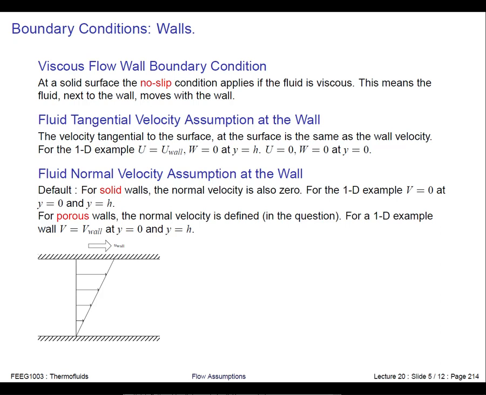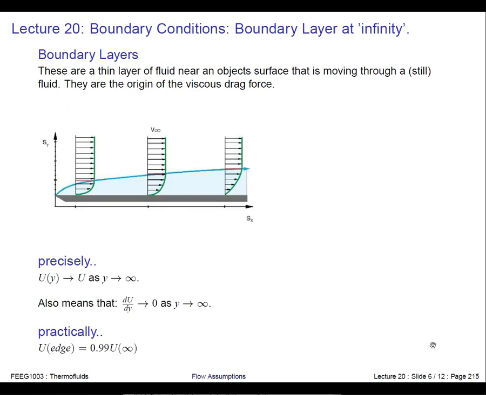And if it's a porous wall, that means that the wall is sucking flow out of the domain, or it's blowing flow into the domain. Normally, if you see a question with this, you'll be told what the wall velocity is, and that's the velocity normal to the wall at the wall, and that will complete your boundary condition assumption. The next boundary is something at the edge of a boundary layer.